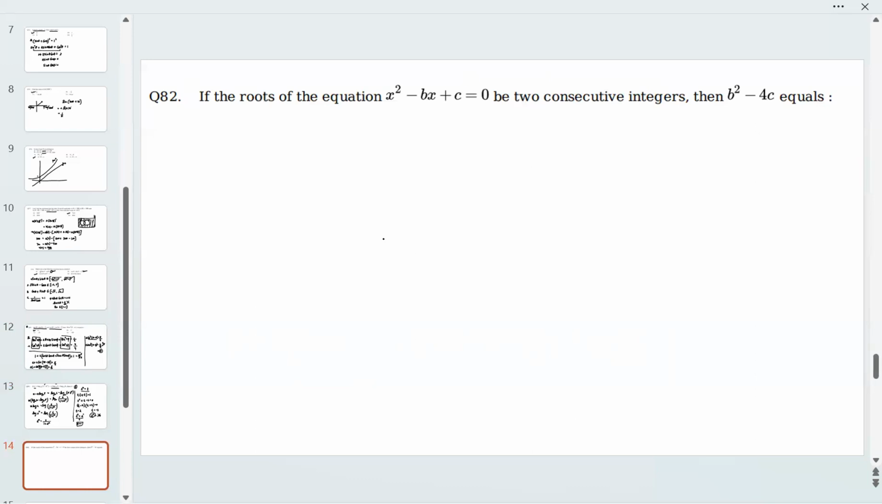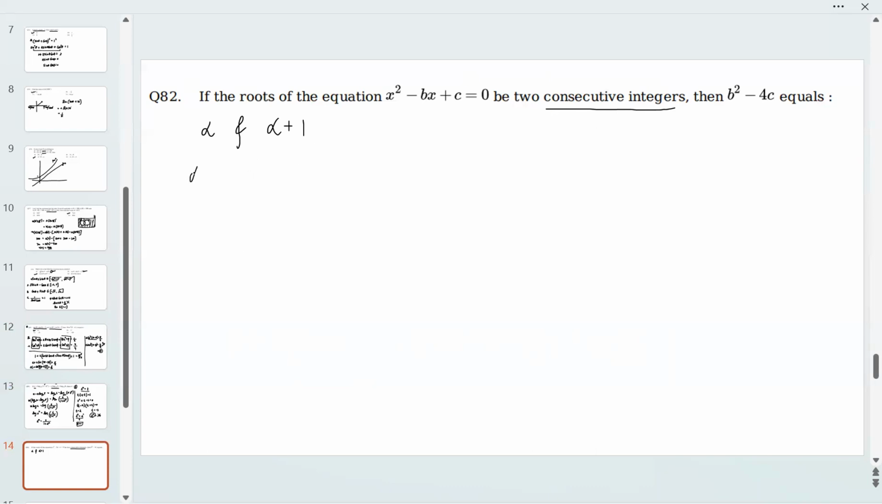Next, it is based on quadratic equation: if the roots of the equation are two consecutive integers, then b square minus 4c. So if the roots are two consecutive integers, then I can write the roots as alpha, and consecutive means I can write alpha plus 1. Please note alpha is an integer because it is given two consecutive integers.